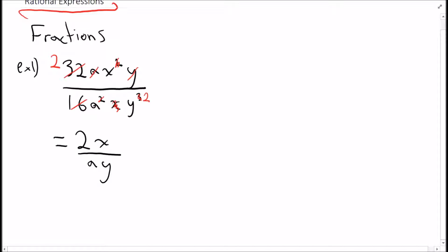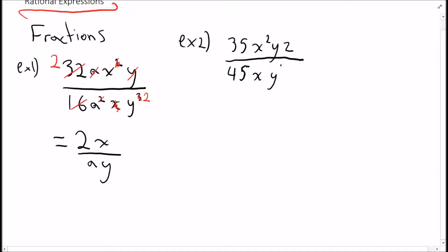Let's do another example like that. Example 2. 35x squared yz divided by 45xy to the power of 4 z squared.